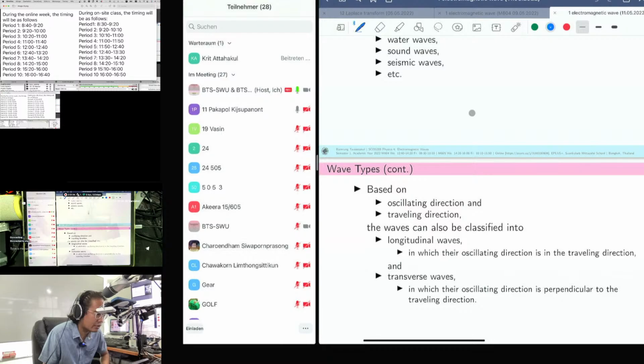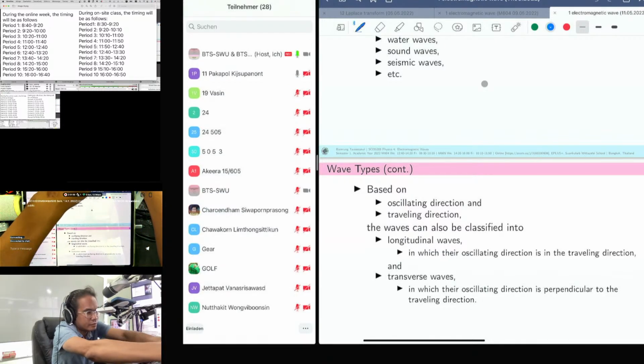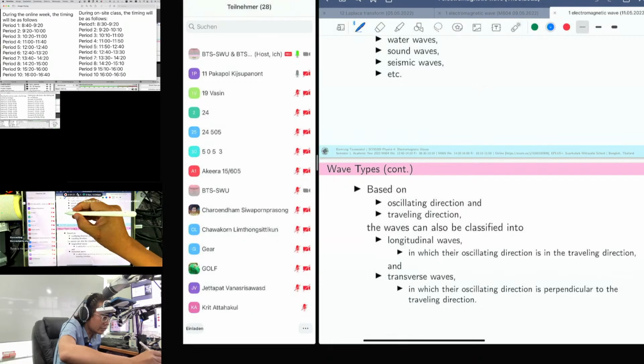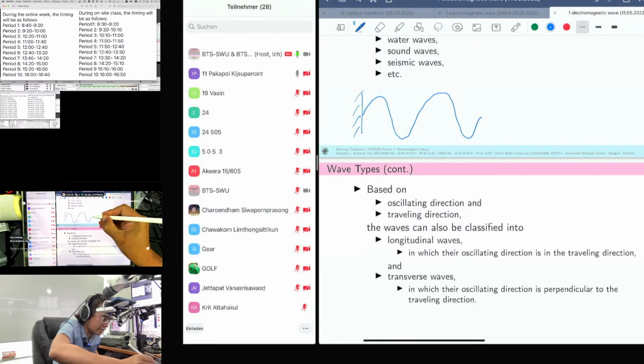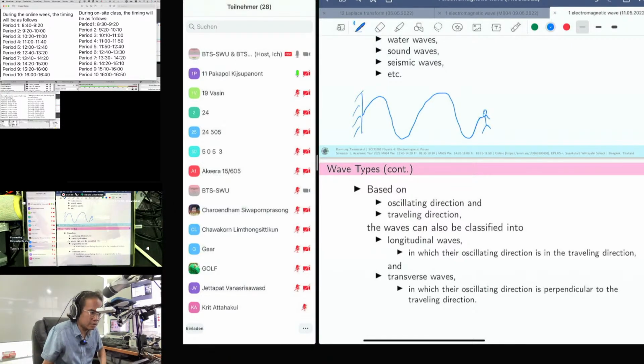Like you are here and you fix the string with this, right? And you oscillate it, and you hold another end of the string, right? Let's talk about this point. This point goes up and down, but it doesn't move along the direction of the wave. So in this manner, we're going to say that this is a transverse wave.